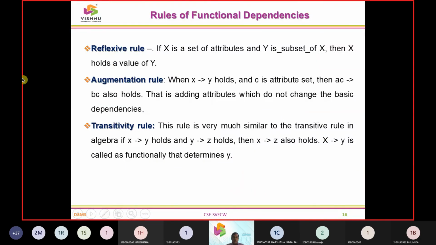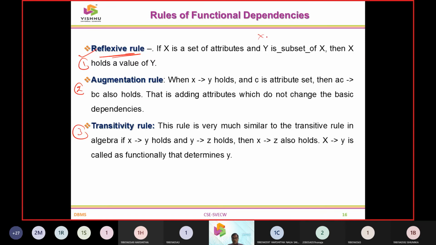Now, what will be the rules which are going to be used in order to have a functional dependency? There are a few rules associated with functional dependency. One, we call it the reflexive rule. Two, we call it the augmentation rule. Three, we call it the transitivity rule.